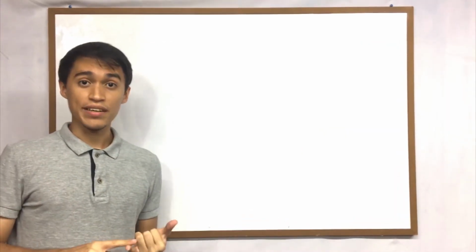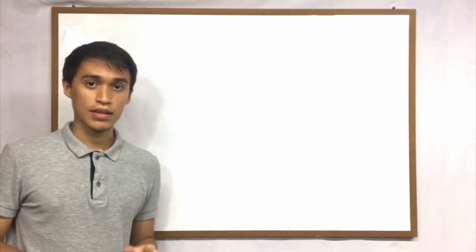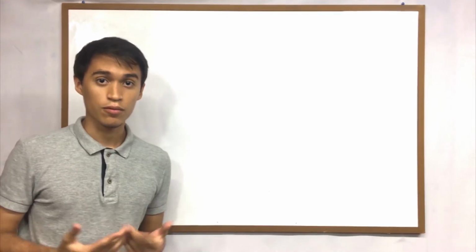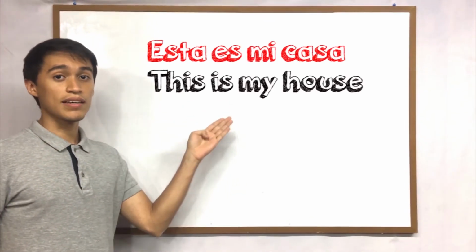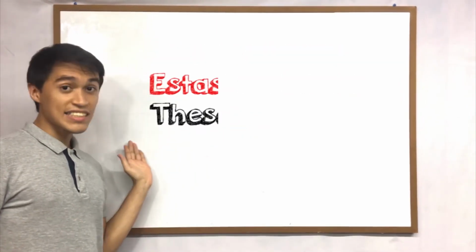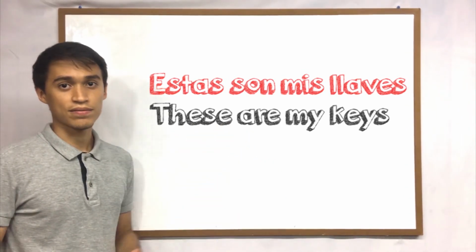We use mi and mis when we're talking about the first person. That means that we're talking about I. For example, esta es mi casa. Or estas son mis llaves.